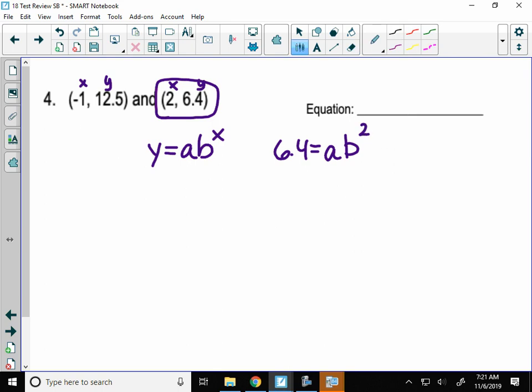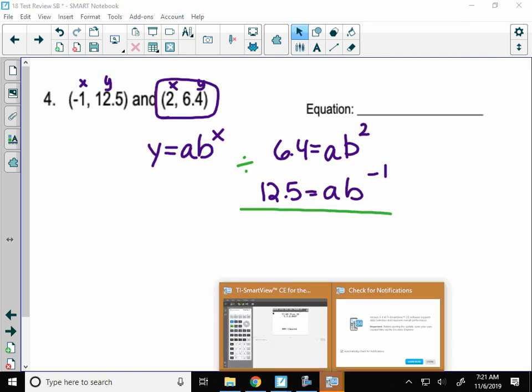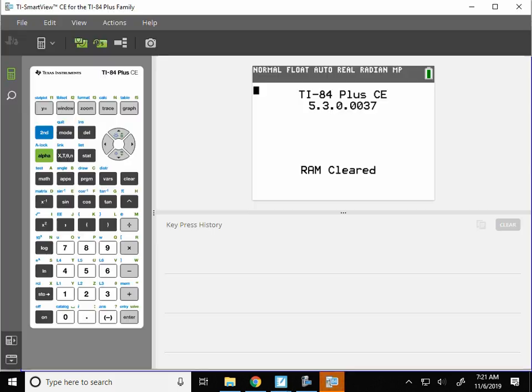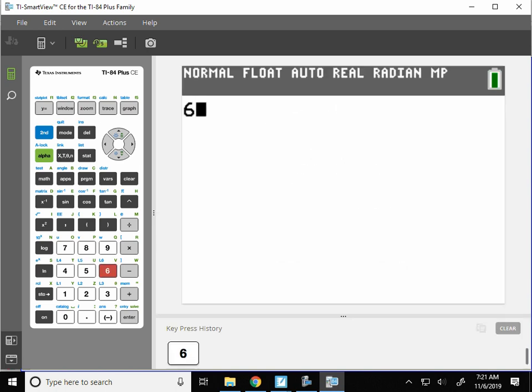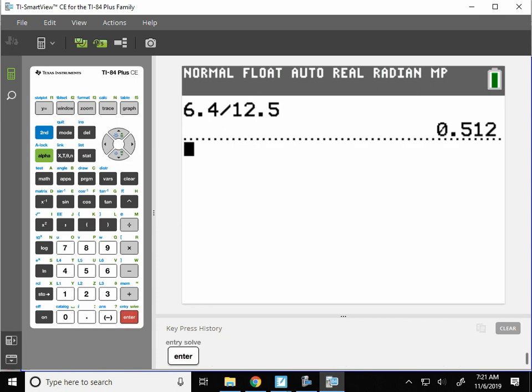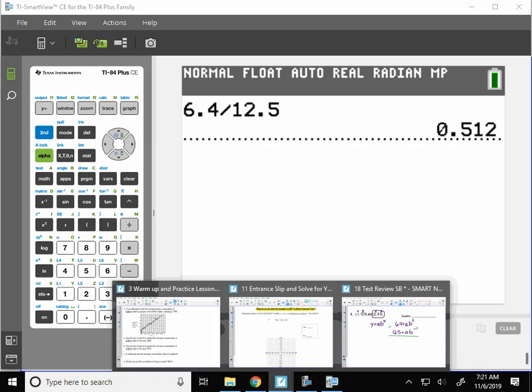Okay, now I do the other ordered pair. I'm using -1 for that x on the bottom because that's a smaller x. So 12.5 equals a times b to the -1. Now, what I'm going to do here to solve this system is divide. When I divide straight down, you can grab out your calculator. I'm going to take 6.4 divided by 12.5. That gives me 0.512.